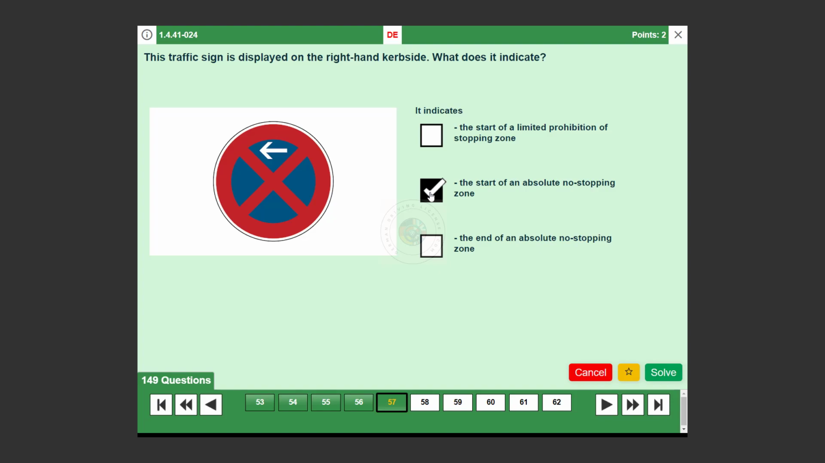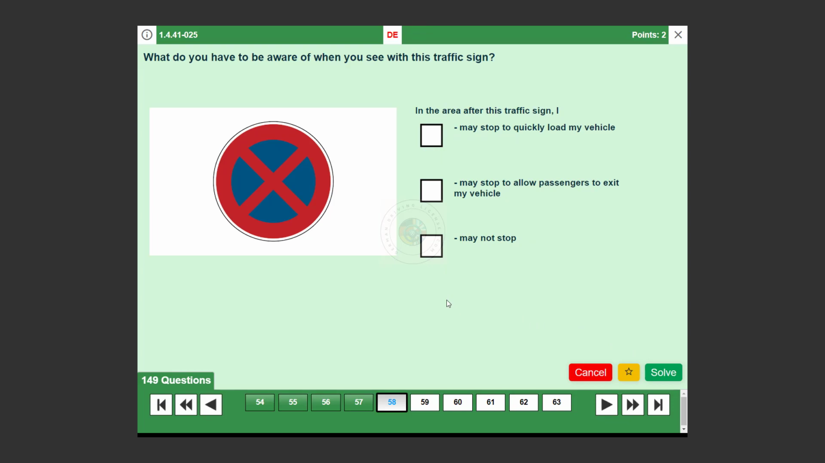The start of an absolute no stopping zone. True. The white arrow on the sign marks the beginning of an area where stopping is absolutely prohibited. The end of an absolute no stopping zone. False. This sign does not signal the end, but the start of a no stopping zone.